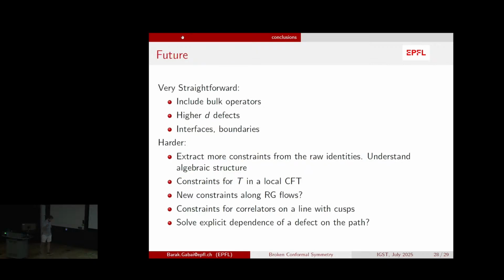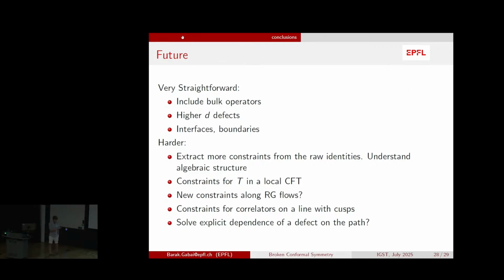Now, in terms of future directions, I think there are many of them. There are some that are quite straightforward, and the reason I say this is because I think we need to be motivated in order to pursue them. For example, higher dimensional defects: I at least don't know of many examples in the literature where we can get the four-point function of displacement, to test such a thing. It would be very nice if there is a clear motivation for any of these directions, either higher dimensional defects or including bulk operators, for example. That's also a straightforward generalization, or for interfaces or boundaries.